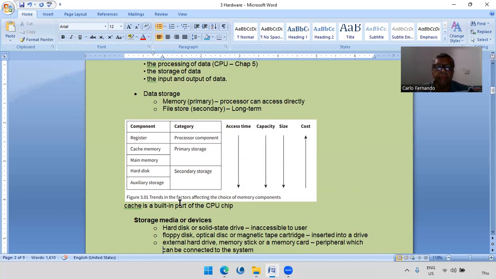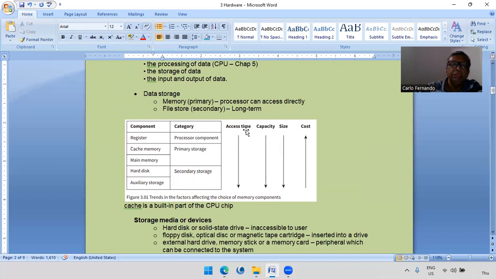So here is a chart. Trends in the factors affecting the choice of memory components. So the component here on this column, category, and the access time, capacity, size, cost, various indicators here. So let's take the first one, register. What's the category? Processor component. Register is very tiny, like 1 byte, 2 bytes, or 4 bytes, like that. Very tiny. Register means area. In the CPU, in the processor, you have small data areas. They are called register.